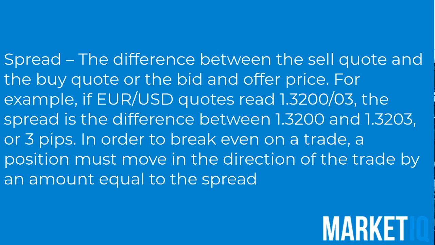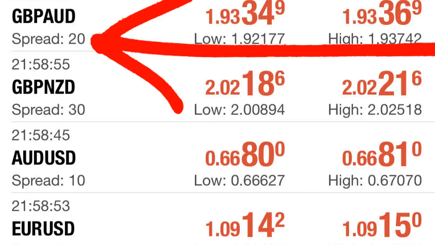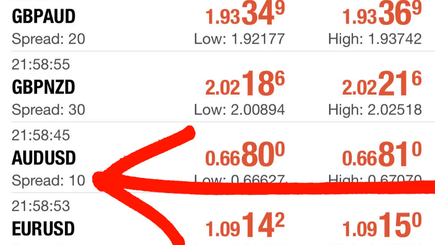In order to break even on a trade, a position must move in the direction of the trade by an amount equal to the spread. Here on the screen, you can now see what the spread looks like on an MT4 account. When looking to find a broker, it's very important that you find the lowest spread possible. Brokers offer different types of spread. The lower the spread you can get from your broker, the better it's going to be.